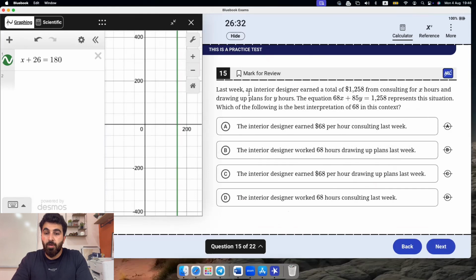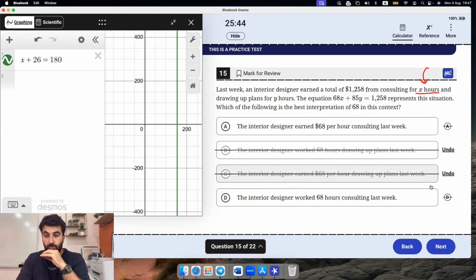Question 15. Last week, an interior designer earned this from consulting for X hours and drawing up plans for Y hours. The equation represents the situation. Which of the following is the best interpretation of the 68? Look, X is the number of hours that we consult. So 68 will be the payment for each hour of consulting. As you see, 68 is related to the consulting, right? Not drawing up plans. So it's not that answer.